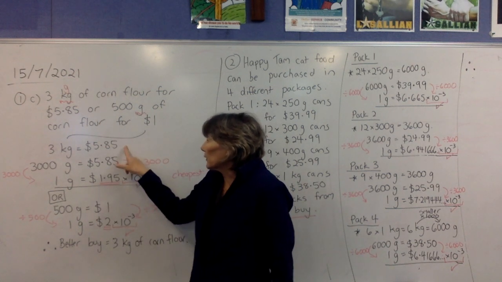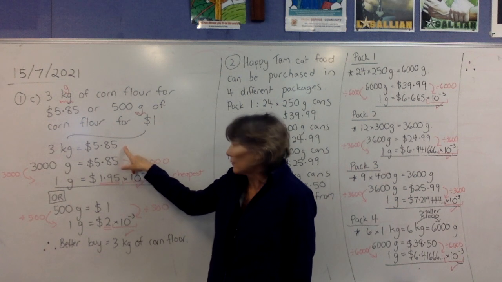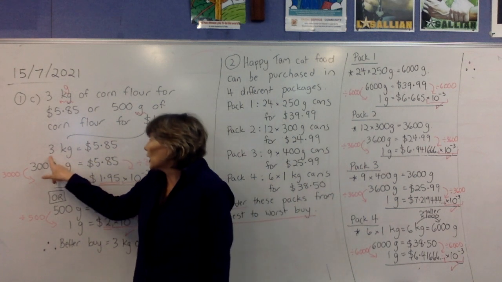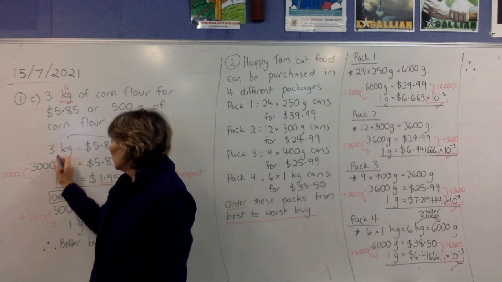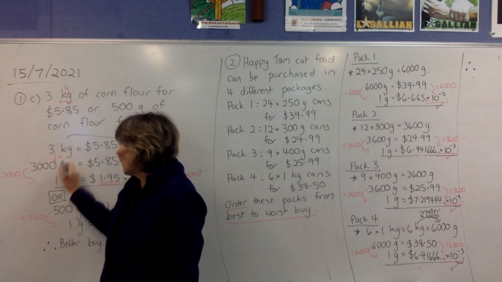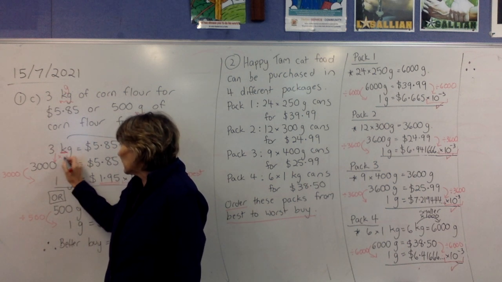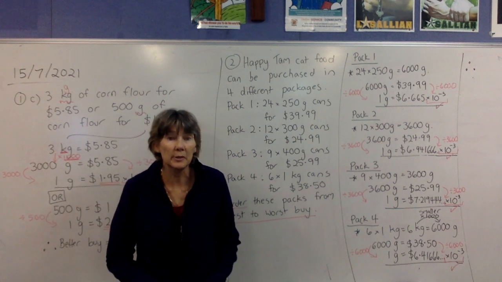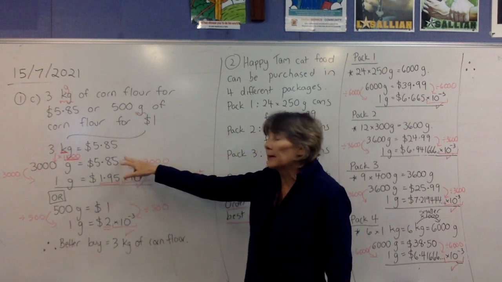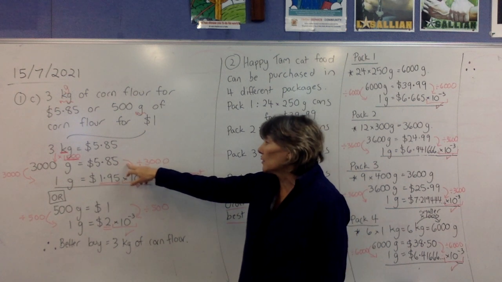So I'm going to start off with our 3 kilograms equals $5.85, but I'm going to change that. Remember when we're going to a smaller unit, we multiply by 1,000 because a kilo means 1,000. So 3 kilograms is 3,000 grams. So we're actually starting with that line. So 3,000 grams equals $5.85.